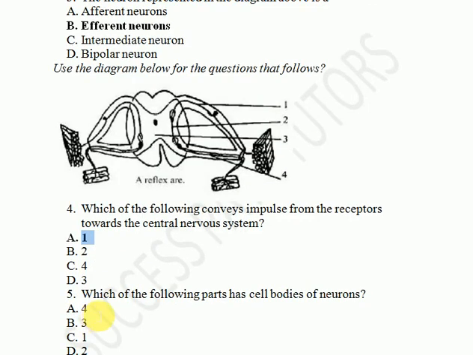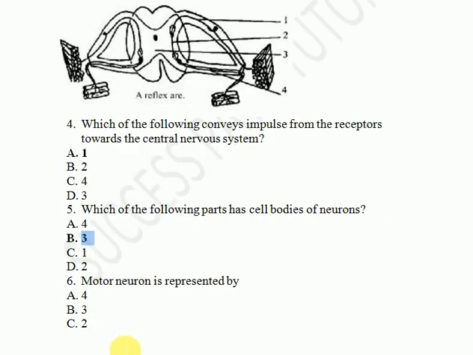Which of the following parts has cell bodies of neurons? Yes, this part called gray matter is where the cell bodies of neurons are found, while the axons are found in the white matter. All right, so the answer to that will be 3, because 3 is our gray matter. Motor neuron is represented by what? By 4. I mentioned that not quite long. That's option A.